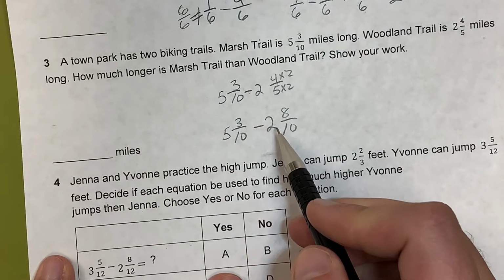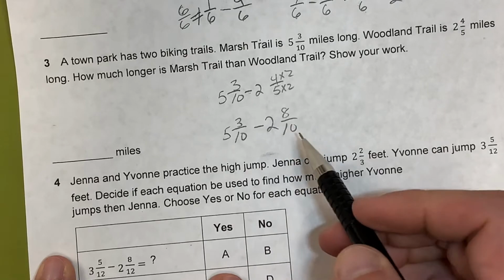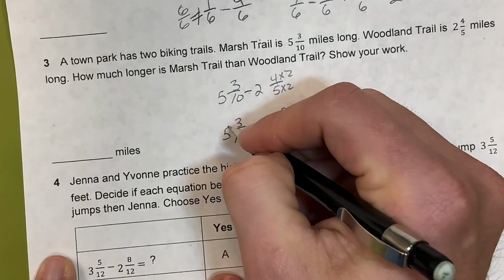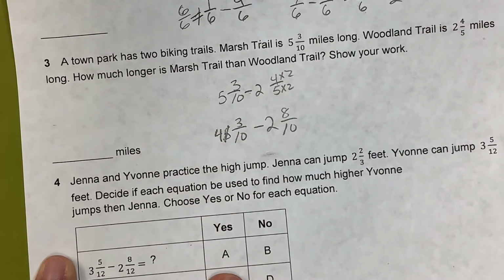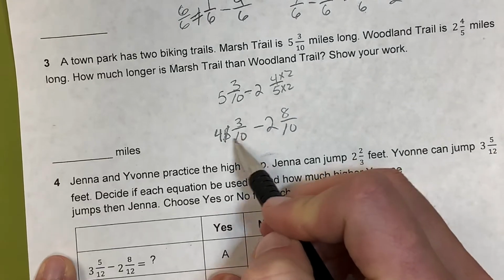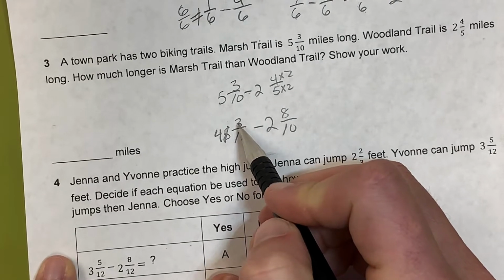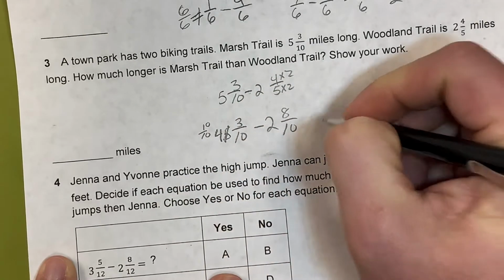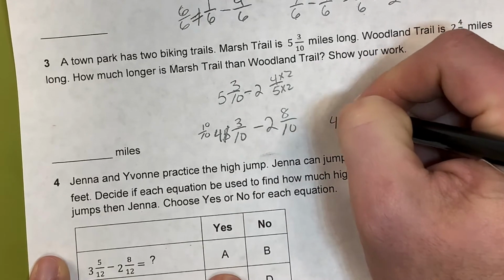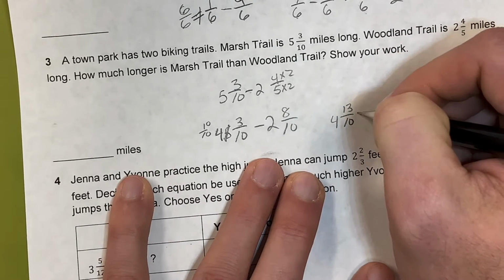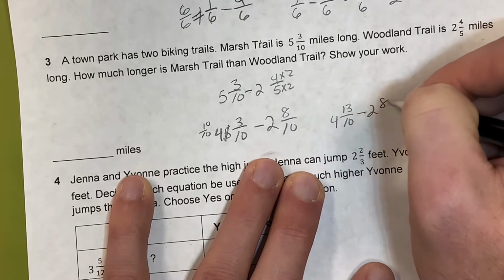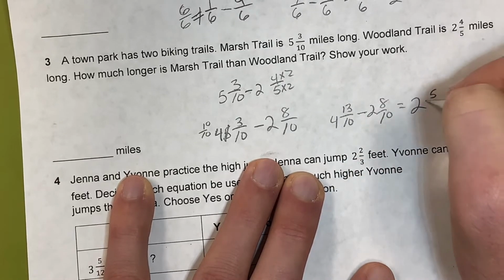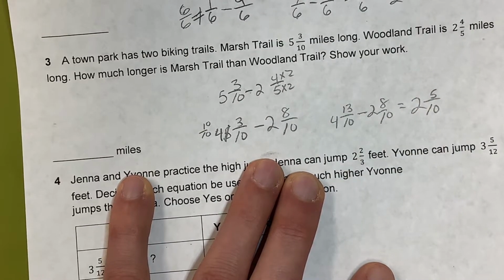Okay, I can do my whole numbers, but I cannot do my numerators. I cannot take 8 from 3. So once again, I'm going to take 1 away from my wholes. That's going to become 4. Since this is tenths, I need to add 10 to the top. So the 1 that I took away would be 10/10 plus 3/10, which is 4 13/10. And then I need to subtract 2 8/10. So 4 minus 2 is equal to 2. 13 minus 8 is equal to 5. And the denominator stays the same.